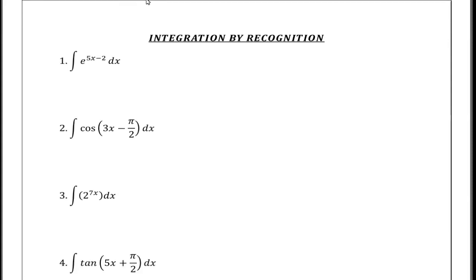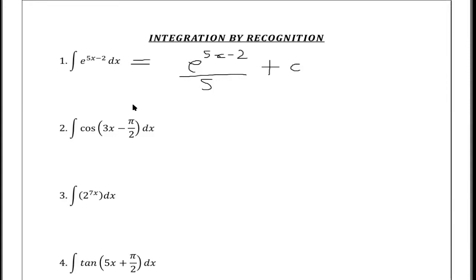So looking at these examples now, it says integrate e to the 5x minus 2. Now the derivative of 5x minus 2 is 5. So when we integrate this function, it's just going to be e raised to 5x minus 2. And then of course, you're going to divide it by the differential of what's inside the power, which is 5. And since it's an indefinite integral, you just put plus your constant of integration. Very easy question.